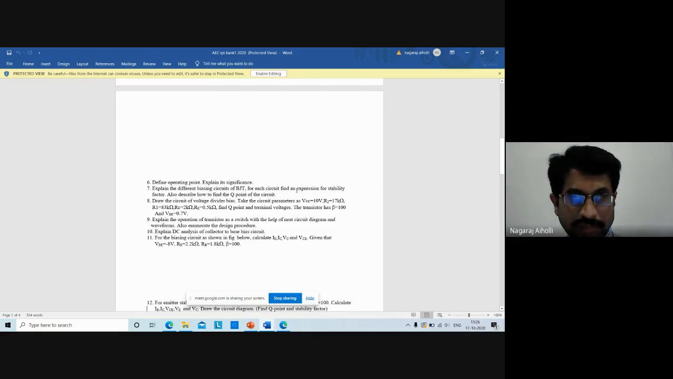They have not mentioned which stability factor. You can take the first one, S of ICO. You can find it for each circuit, and also describe how to find the Q point of the circuit. How are we finding the Q point? That is nothing but the operating point.